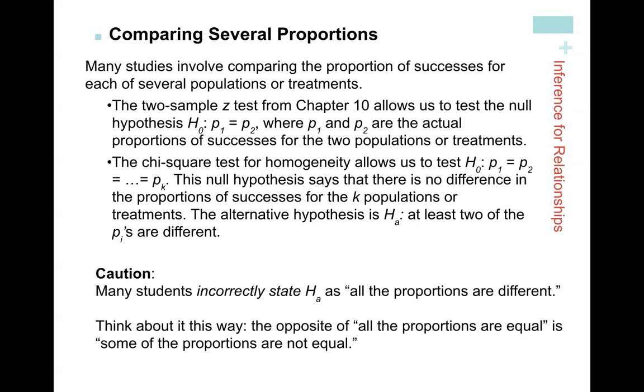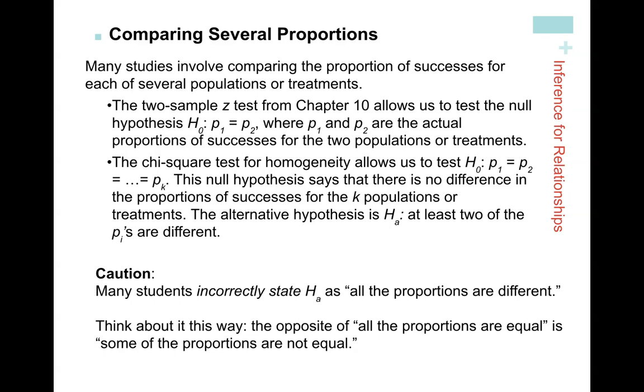There's a good caution. Here's a common student error. Many students incorrectly state HA as all the proportions are different. That is not what HA is going to be. HA is going to be that at least one of the proportions is different.